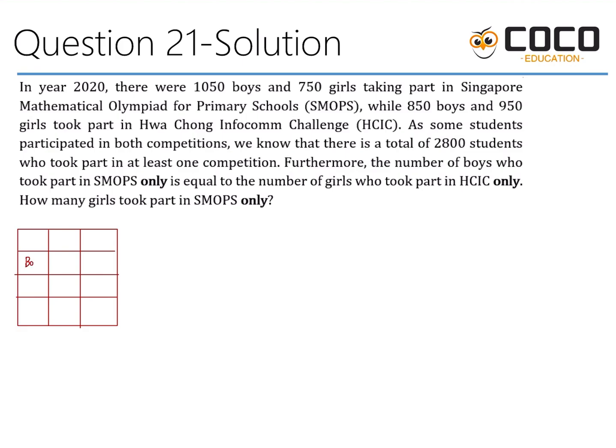So we'll check for the boys and the girls, then the total, and those who took part in SMOPS and HCIC. So let's just fill in the numbers: 1050, 750. So total is 1800. For HCIC, this is 850, 950. Total is the same, 1800.